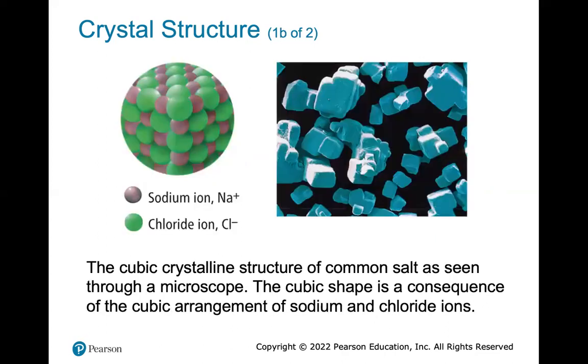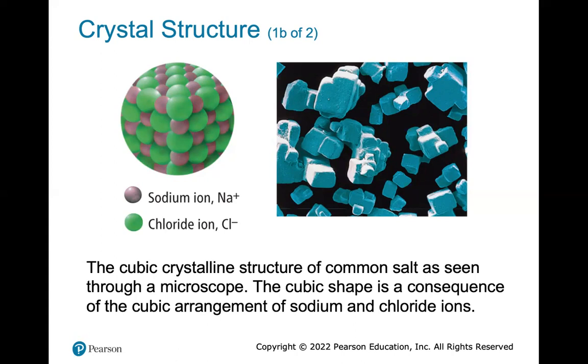Here we have an ionic bond. The cubic crystalline structure of common salt is seen through a microscope. The cubic shape is a consequence of the cubic arrangement of sodium and chloride ions. Sodium very easily gives up an electron. It becomes positive. As you can see, the sodium is positive.